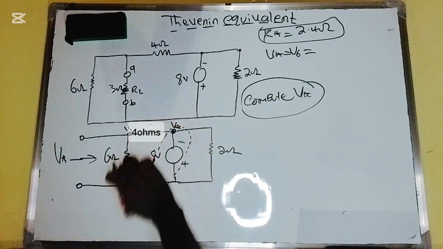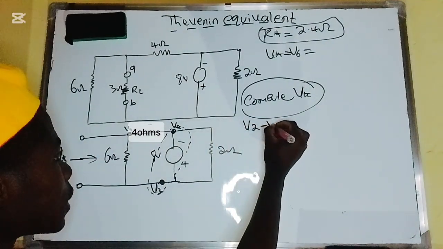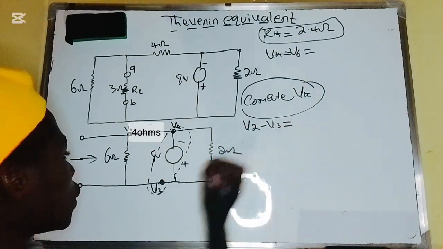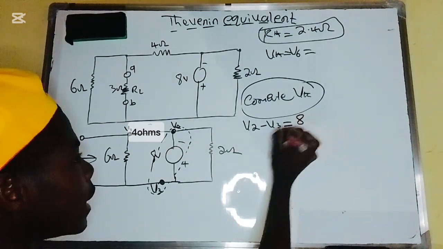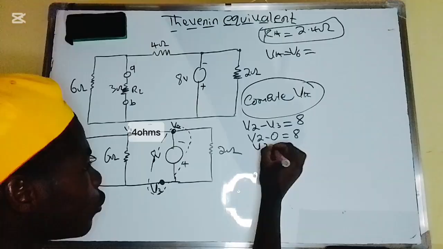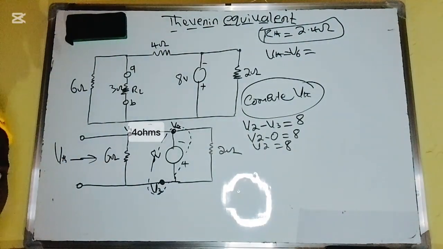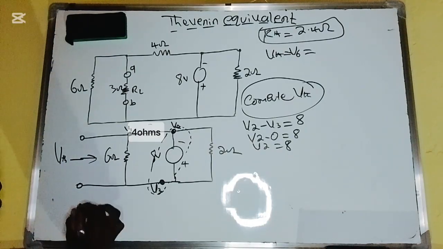So for now, V2 minus V3 should now be equal to 8. So therefore V2 minus 0 should now be equal to 8, and V2 is equal to 8. Why? Because V3 is 0.